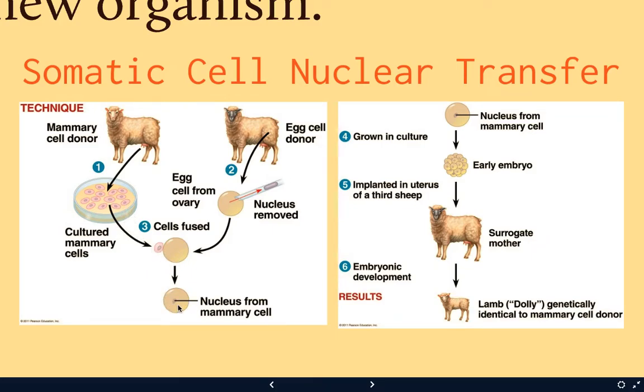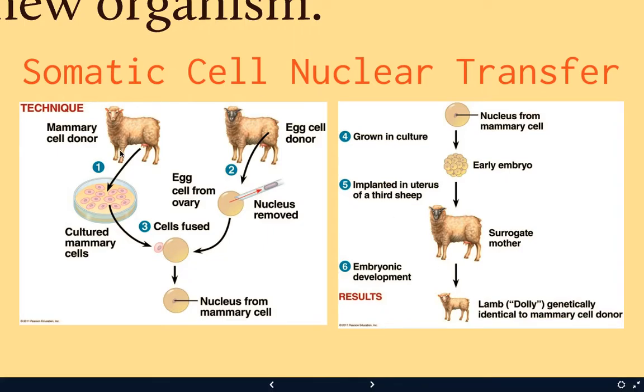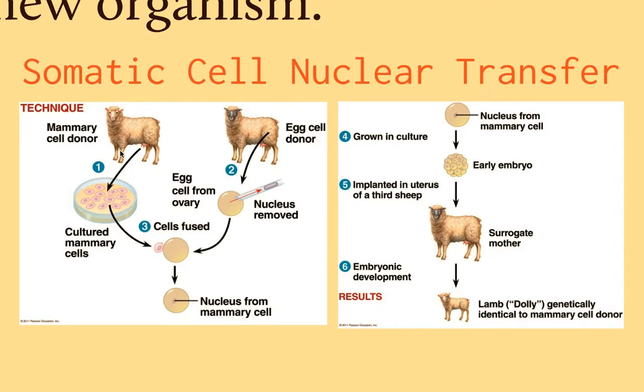So now inside here is the nucleus from this particular sheep, in the enucleated egg cell from the egg cell donor. We grow this in culture, give it a little zap, and make an early embryo. Then you can implant that into a third sheep, because we want to make sure it's not either of these two, into a surrogate mother. Then through embryonic development and birth, you eventually get Dolly, the lamb, who is identical to the first sheep over here. So it seems easy.